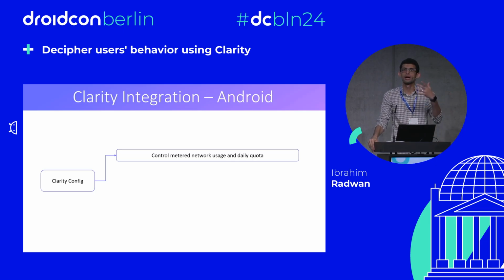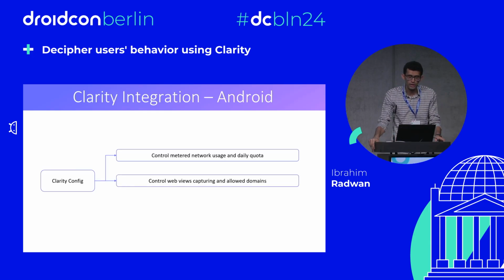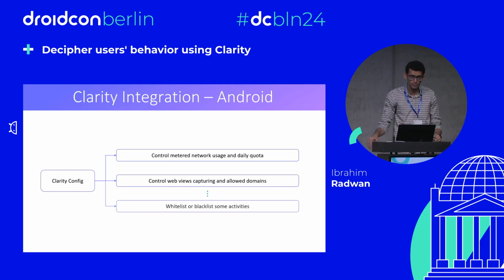You can also give it a maximum daily quota to consume for uploading. And you can control whether Clarity should capture web views or not. And if it should capture web views, for which domains, you can whitelist a set of domains to be captured. And if the user leaves these domains, Clarity will not work on this loaded website.